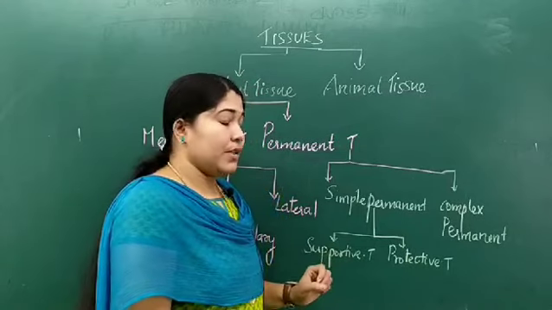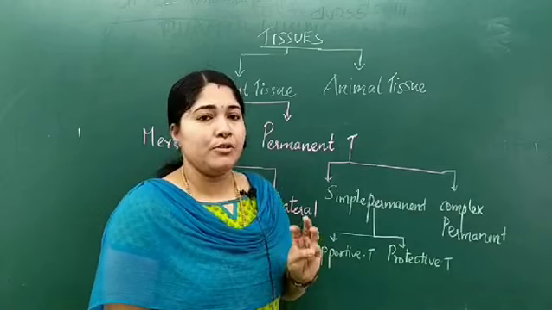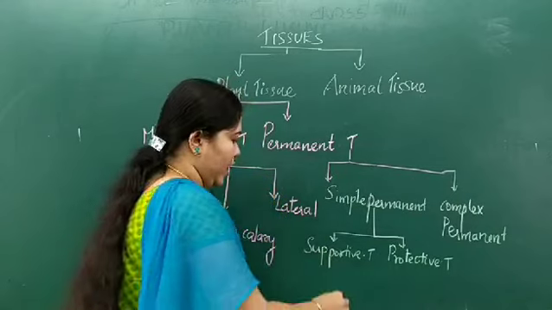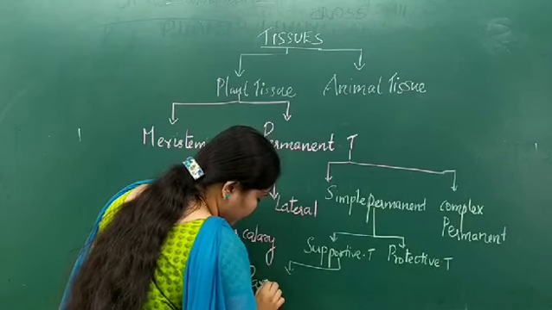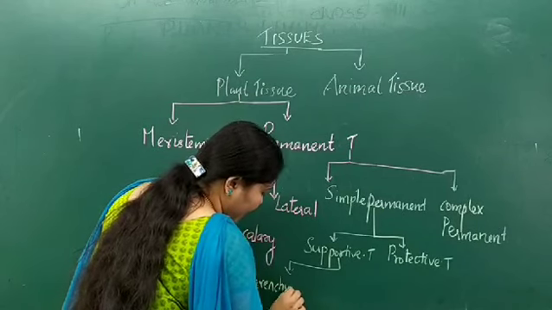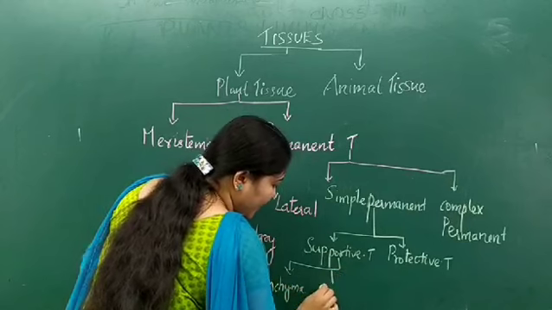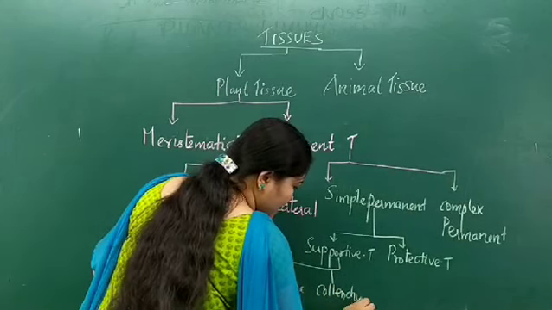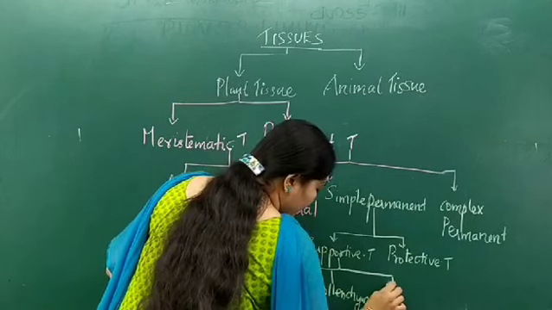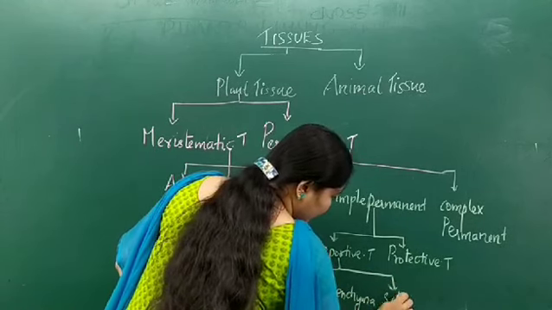And this supportive tissue is again classified into three types. They are called parenchyma, collenchyma, and sclerenchyma. This will be new for you, but students, once you read it, you will become familiar with this.